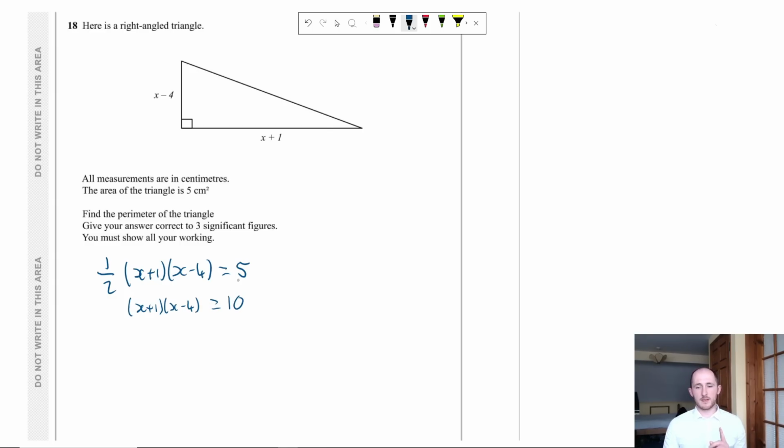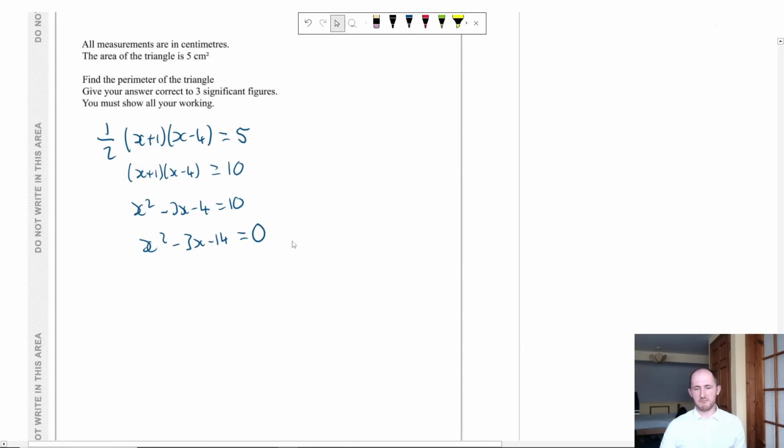Okay? Now I'm going to expand the brackets. X times x is x squared. X times minus 4 is minus 4x, and then we have the plus x as well, so we get minus 3x. Minus 4 equals 10. Subtract 10 from both sides, we get x squared minus 3x minus 14 equals 0. So now we can either factorize or do completing the square or the quadratic formula.